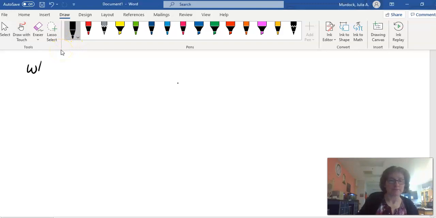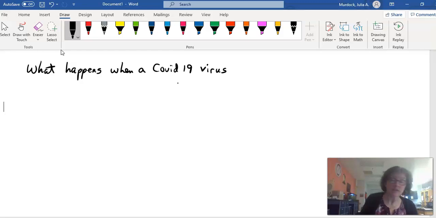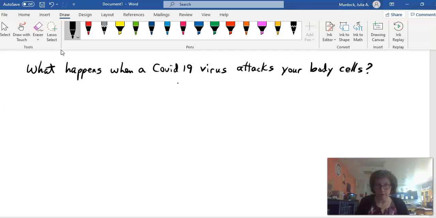What happens when the COVID-19 virus attacks your body cells? Okay, so we're going to go down to the molecular cellular level here.